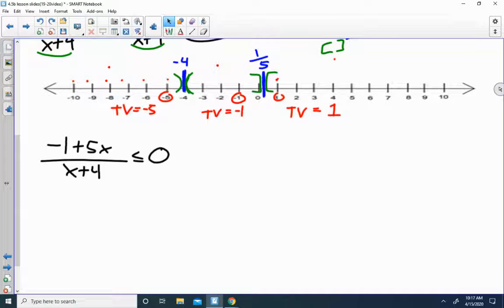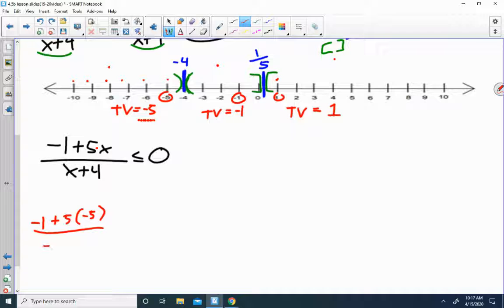And let's plug in our first test value, of negative 5. This is where you're going to need your calculators. They're going to be handy for this one. So let's go ahead and do it. Negative 1 plus 5 times negative 5. Remember, that's times this time, not subtraction or addition. And then on the bottom, we're going to have negative 5 plus 4. Okay, we've now plugged everything in. Simplify the top. You'll have negative 1 plus 5 times negative 5, which will be negative 25. And on the bottom, negative 5 plus 4 is negative 1.